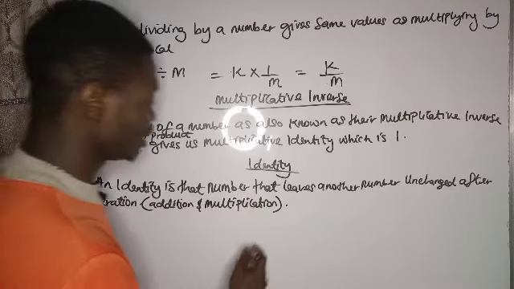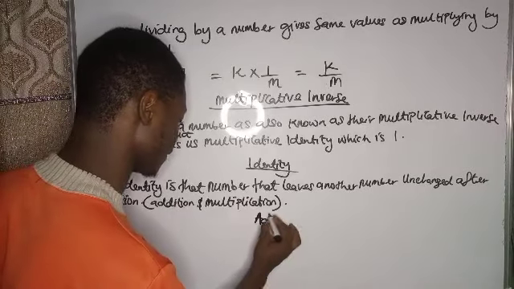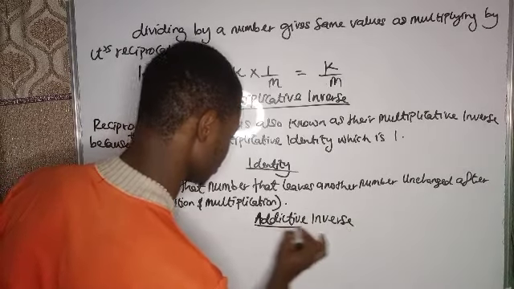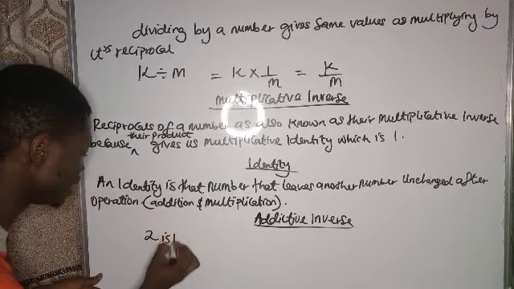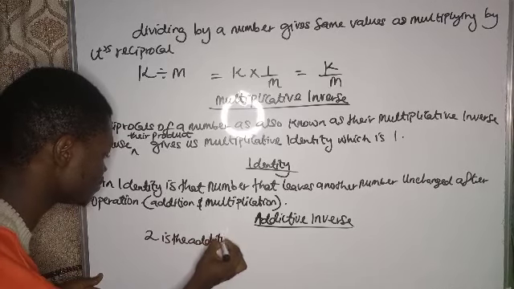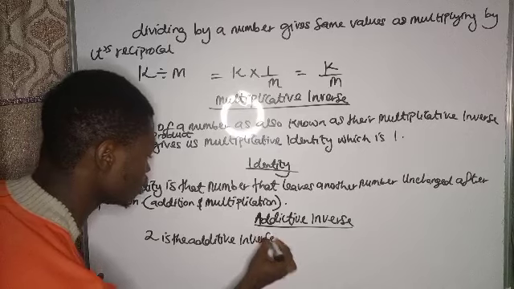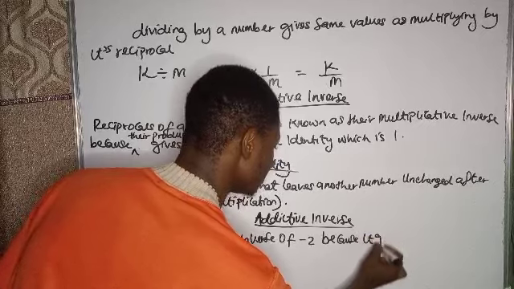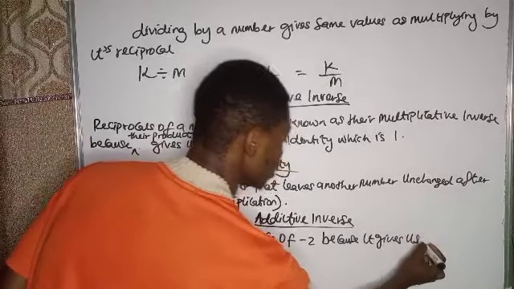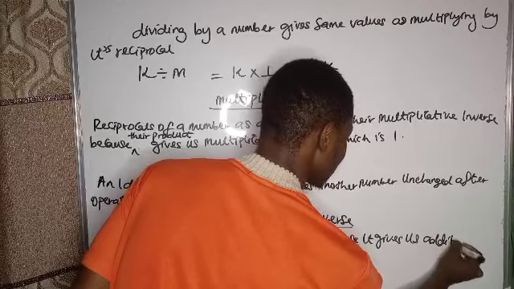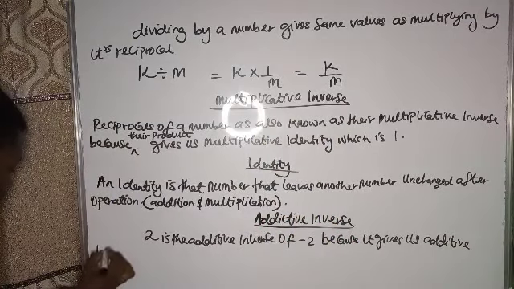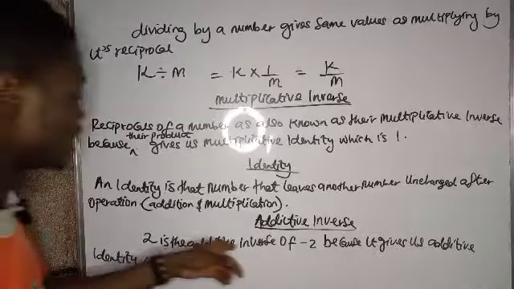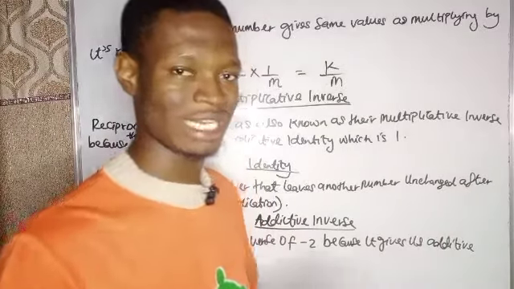Then another subtopic is additive inverse. Two is the additive inverse of -2 because it gives us the additive identity, 0. So 2 is the additive inverse of what? -2, because it gives us what? 0.